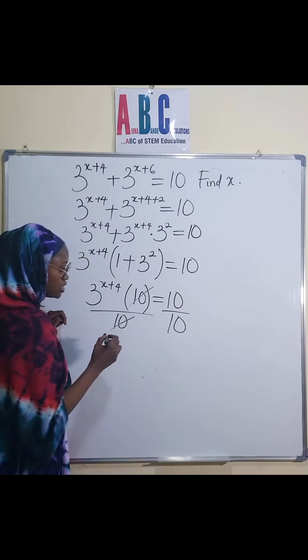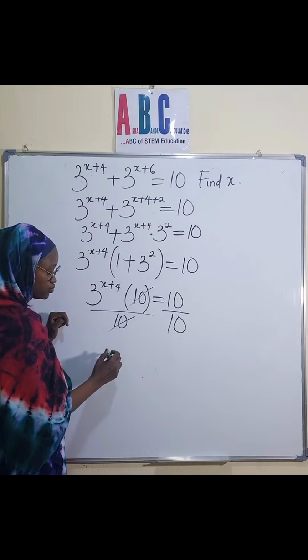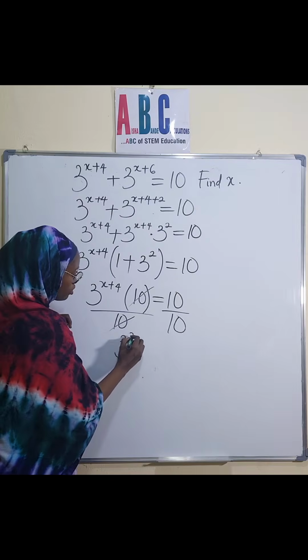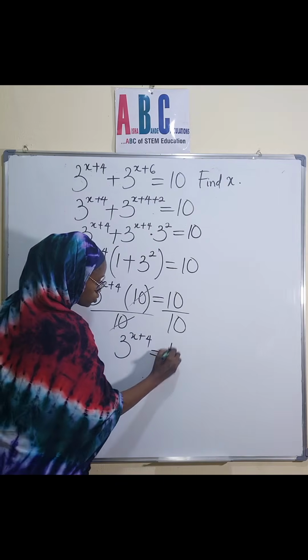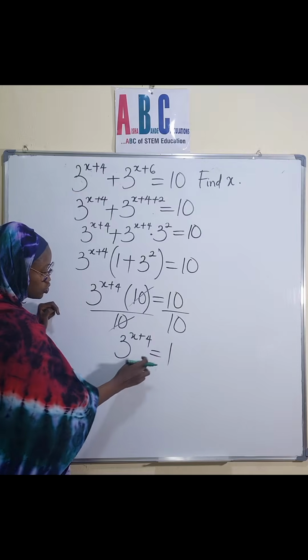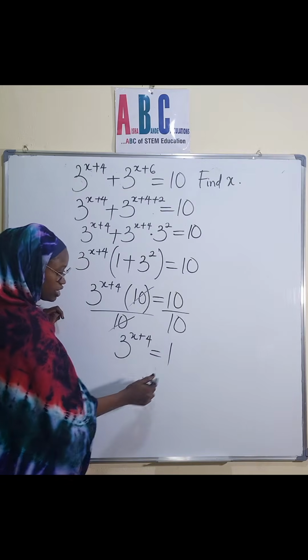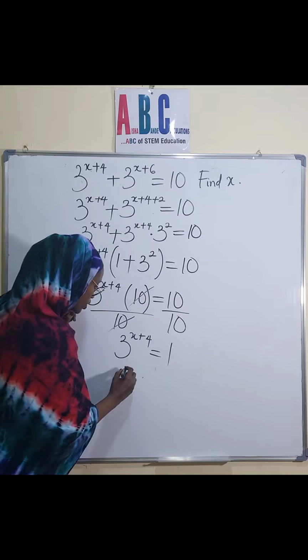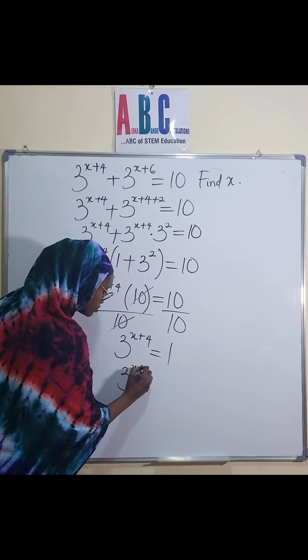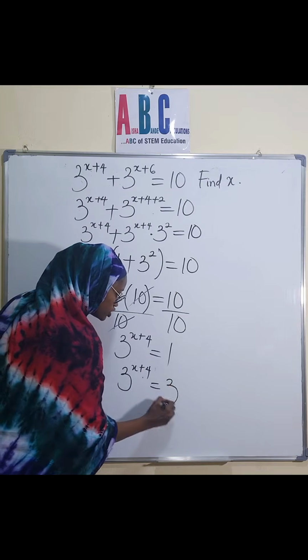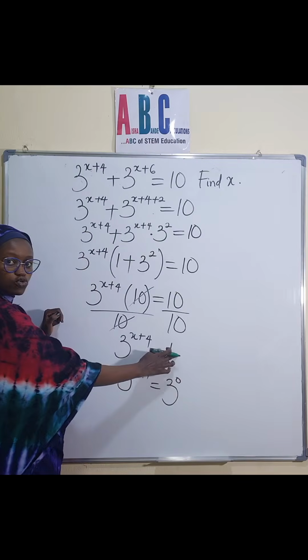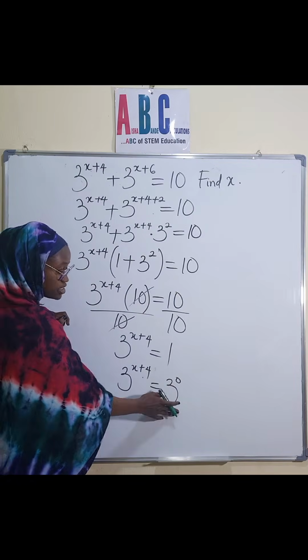So this 10 we cancel out. 10 divided by 10 will give us 1, right? So we'll be left with 3 to the power of x + 4 is equal to 1, right? So this one here, if you want to make the bases the same, we know that any number to the power of 0 gives us 1. So this means 3 to the power of x + 4 is equal to 3 to the power of 0. 3 to the power of 0 will be what? 1, right? So now the bases are equal.